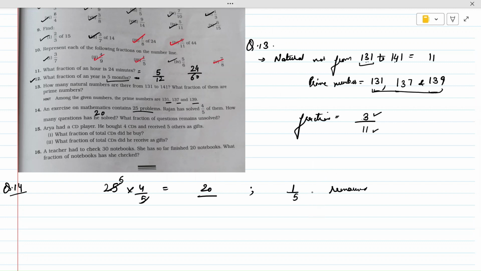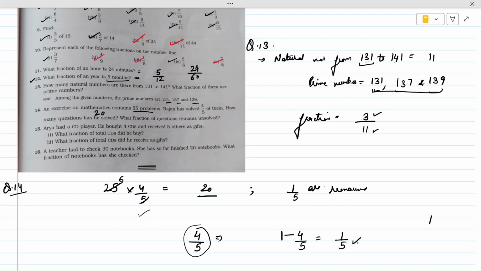And how did we find out that these are 1 by 5, kids? See, we have a fraction of 4 by 5, okay? And we know that it has been derived from a unit fraction. That means we have divided 1 into 5 equal parts. So now, if the fraction of questions he has solved is 4 by 5, the number of questions remaining is 1 minus 4 by 5, which is equal to 1 by 5.